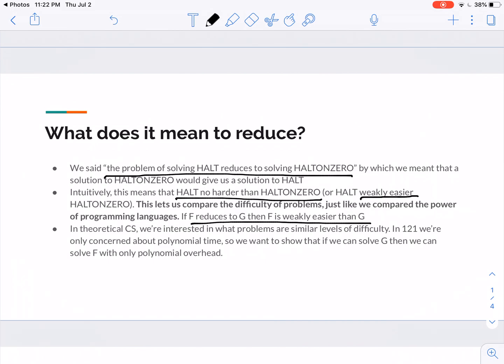And in 121, we're usually only concerned about polynomial time, like n to the 5th, n to the 10th, those are all the same thing. It doesn't really matter to us. In 124, we'll actually care about more granular differences in runtime, but 121 is really theoretical in its approach. And so what we want to show with a reduction, in the last video we were just showing that if you can solve this thing, you can solve this other thing, but with polynomial time reductions, we want to show that if we can solve g, then we can solve f with only polynomial time overhead, with only an additional polynomial amount of runtime, because that will allow us to say that if we can solve g, then we can efficiently solve f.